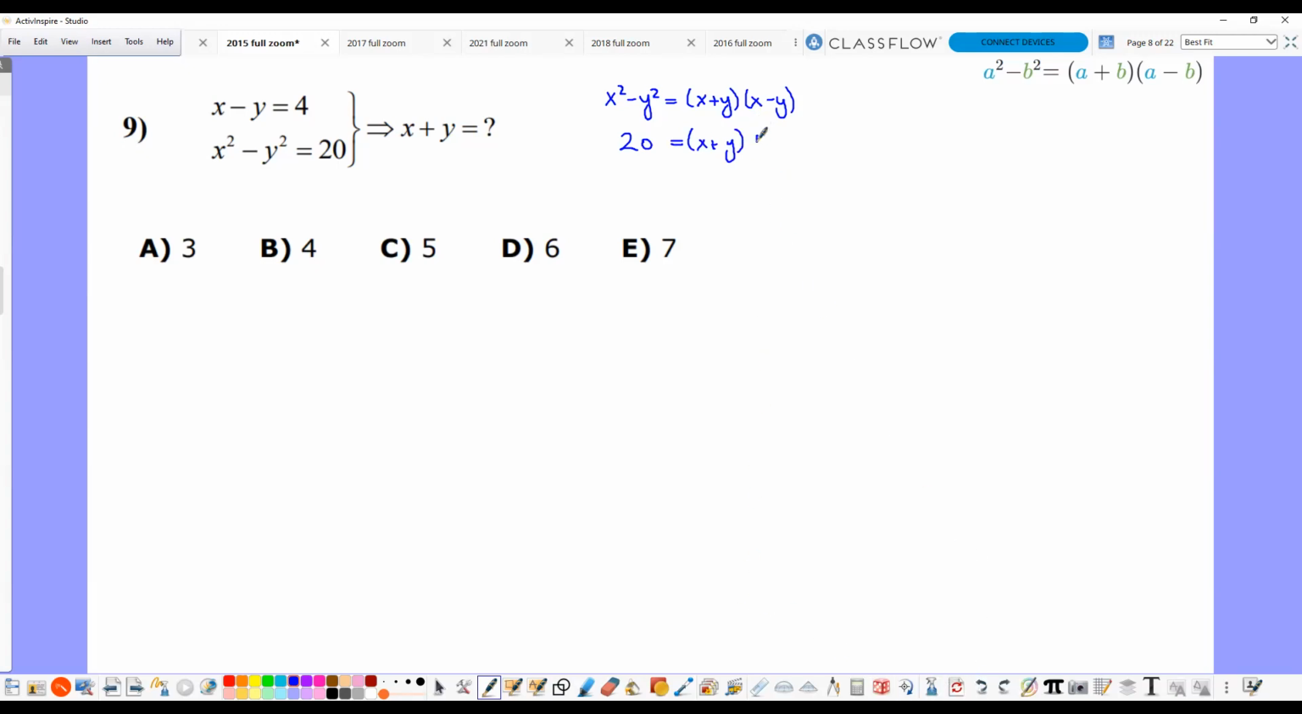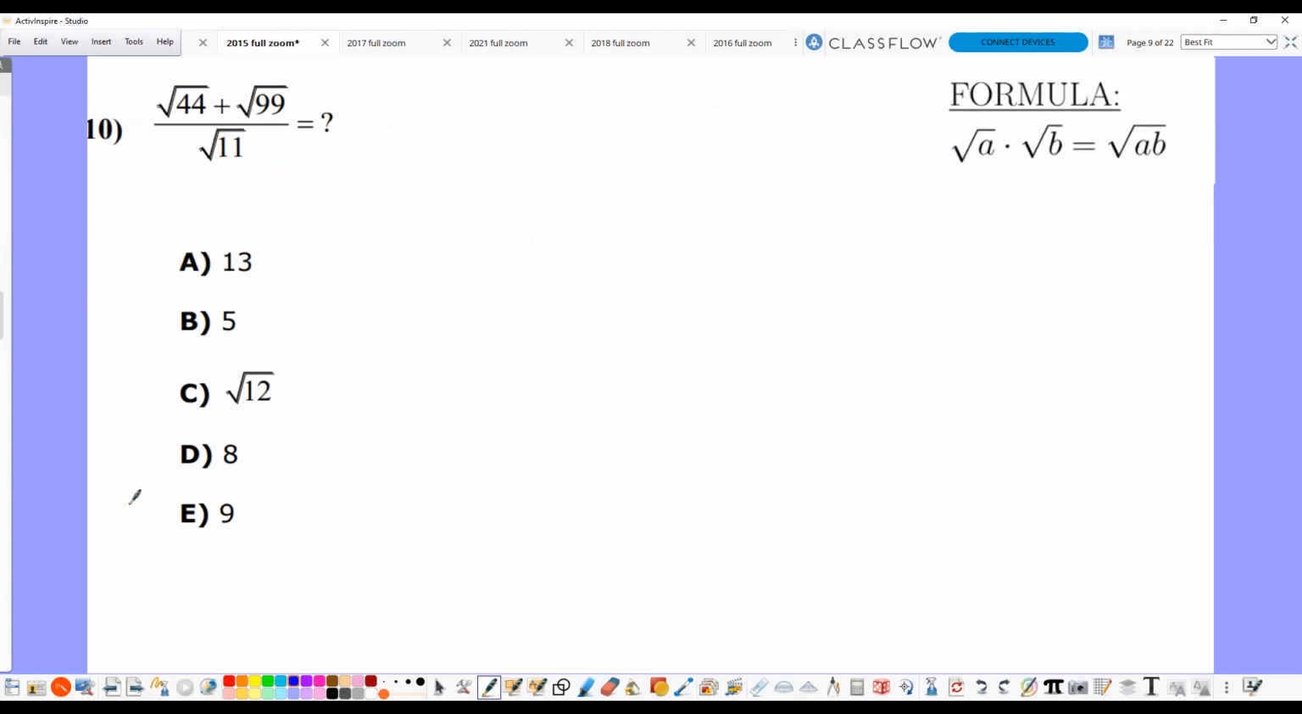So with respect to this one, to find the x plus y value, I can send the 4 as division to this side. It's going to be equal to 20 divided by 4 is equal to x plus y. 20 divided by 4 is 5. 5 is equal to x plus y. So the answer is C.